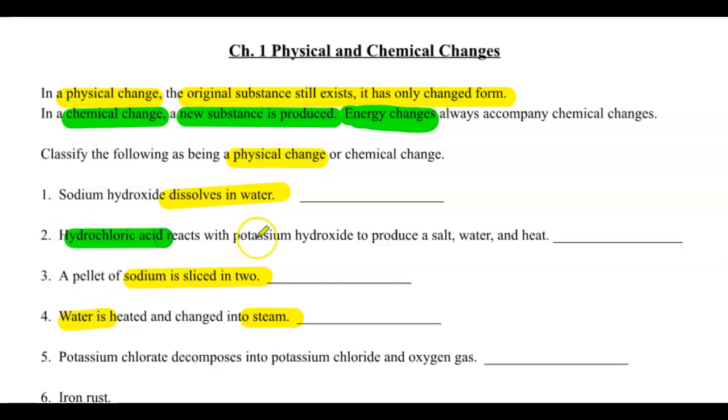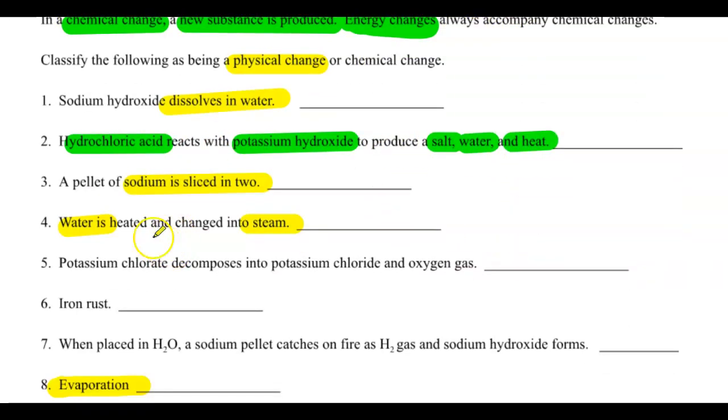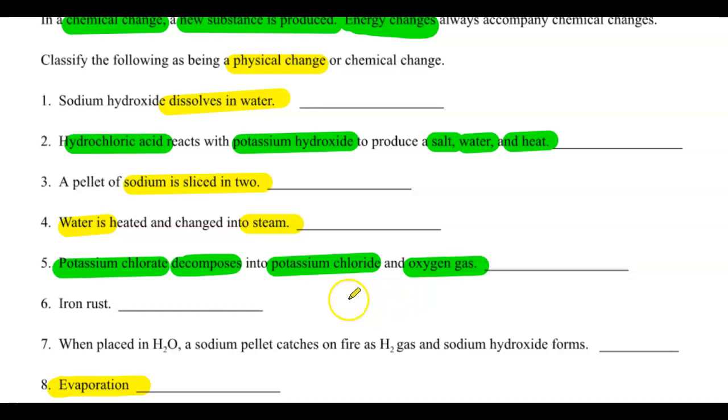Okay, hydrochloric acid, potassium hydroxide, salt, water, heat. That's definitely a chemical change. I had 2 ingredients, I get 2 new products, and there's a heat, there's an energy change. Okay, now here's one chemical. It decomposes into a new chemical, an oxygen gas.